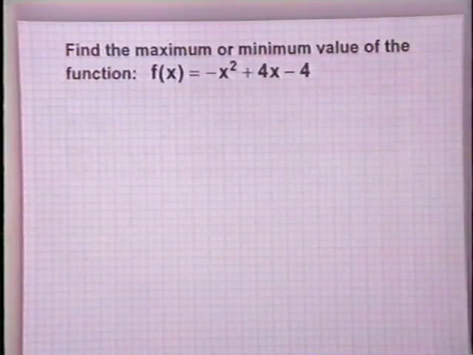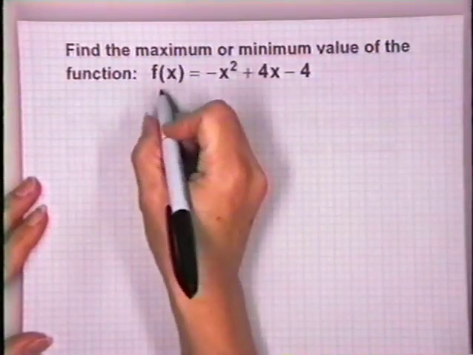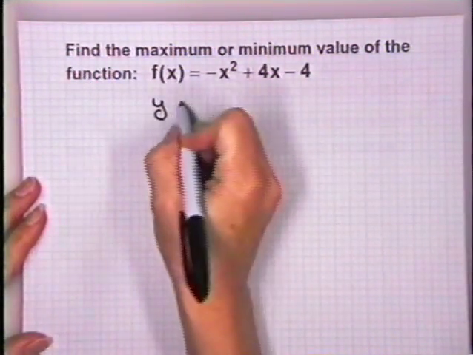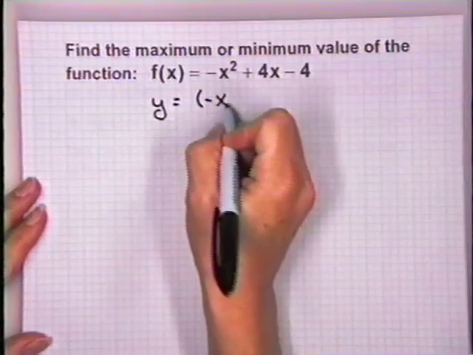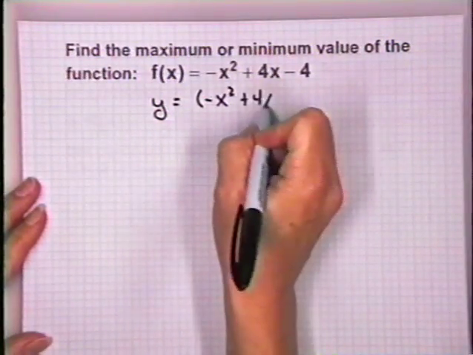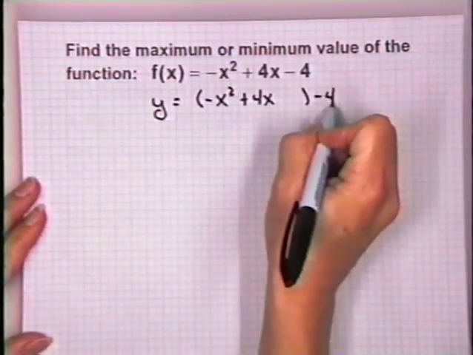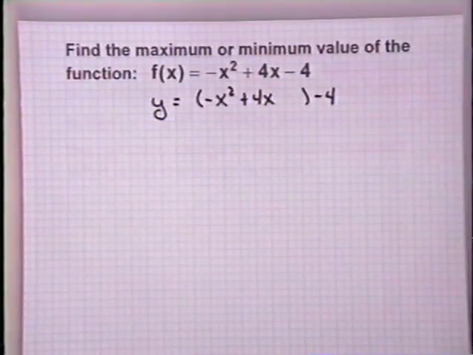Let's look at another one. Find the maximum or minimum value of this function. Well, we're going to proceed just like we did before. I notice it's a quadratic. Y equals, I'm going to group negative x squared plus 4x, bring down my minus 4. Now be careful here. We've been saying that we need a 1 in front of x squared to complete the square. That needs to be a positive 1.